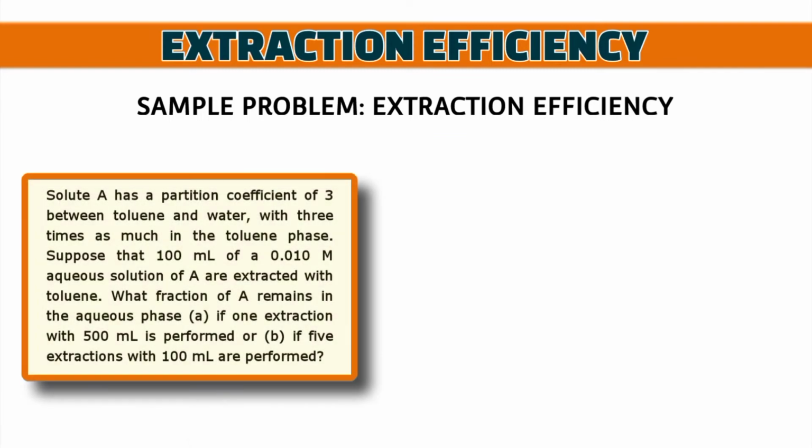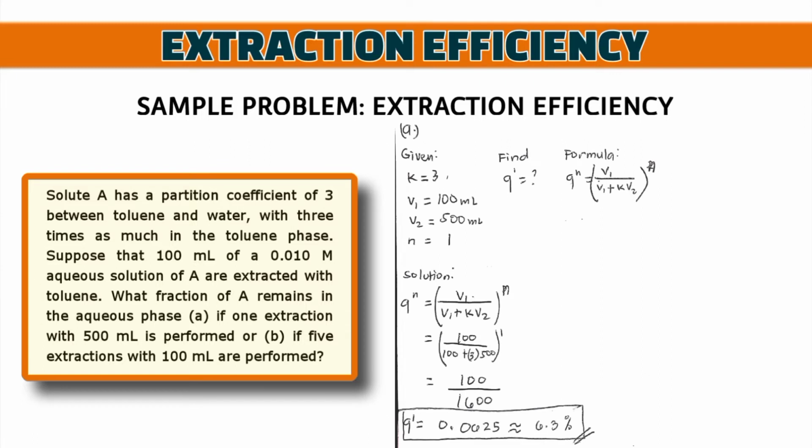Let us first solve for situation A. Write all the given values, which are: partition coefficient equals 3, the volume of phase 1 is 100 ml, the volume of phase 2 is 500 ml, and the number of extractions is only 1. We need to find Q, or the fraction of solute remaining in phase 1 after the extraction, using this formula for Q.